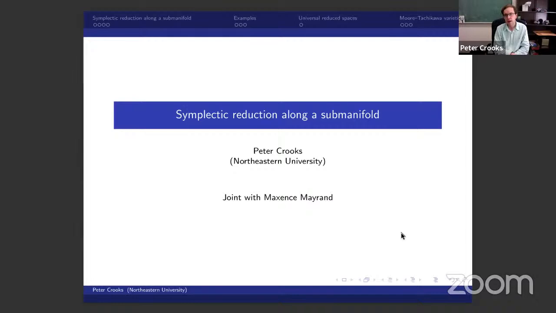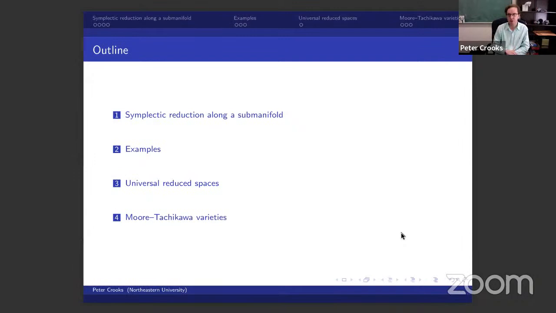So the talk will proceed along the following line. I should have said, everything here is joint with Maxence Mayrand, who is here in the audience. Everything will be based fundamentally on a particular type of symplectic reduction in which one is actually reducing along a fairly arbitrary submanifold instead of the more conventional things along which one reduces. So I'll begin by giving you the details and main result pertaining to that construction.